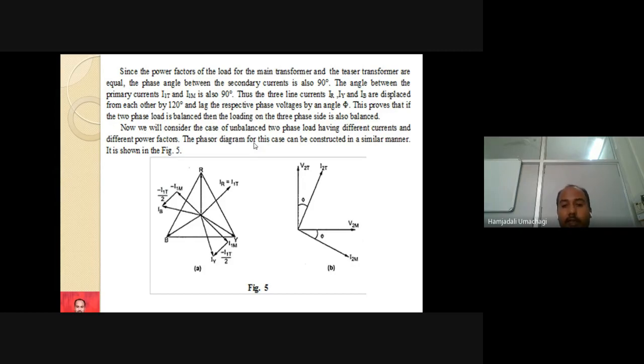We will consider the case of unbalanced two-phase load having different currents and different power factors. The phasor diagram for this can be constructed in a similar manner as shown in figure 5. If you want, you can explain this part, but if they ask anything in the exam, you can write till this part.